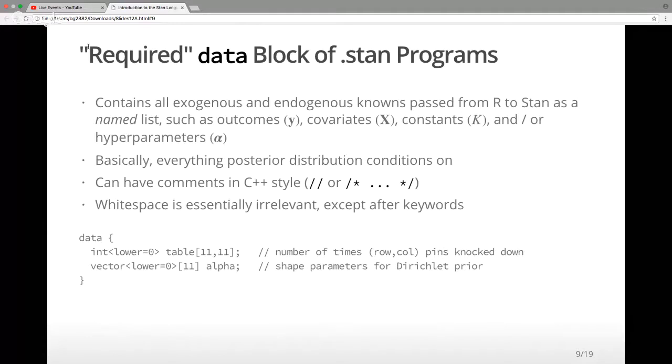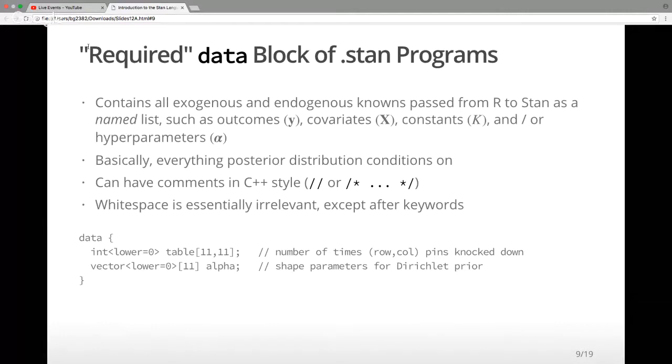Those could be the outcome or the endogenous known Y. They can be predictors, a matrix X. They can be constants like N or K that are integers, or they could be hyperparameters that go into your priors when defining the numerator of Bayes' rule, in this case, alpha. So basically everything in the data block is everything that the posterior distribution is going to condition on in order to get the posterior distribution of the unknowns, which we'll talk about in a second.